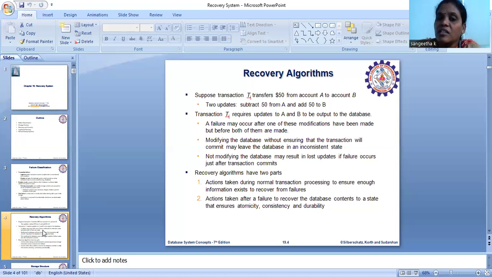So the recovery algorithm has two parts. One is action taken before the failure, and the other is action taken after the failure. The action taken during normal transaction processing ensures enough information exists to recover from failures. Another action is taken after a failure to recover the database contents to a state that ensures atomicity, consistency, and durability.